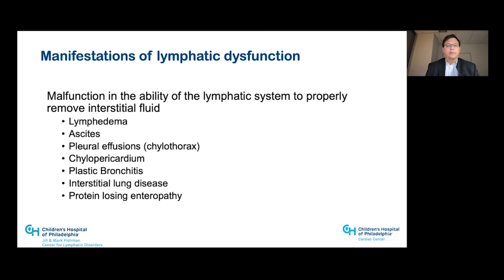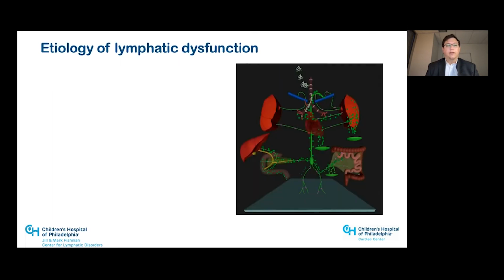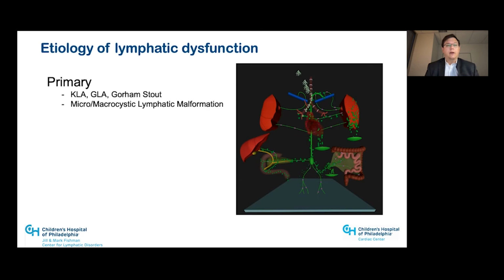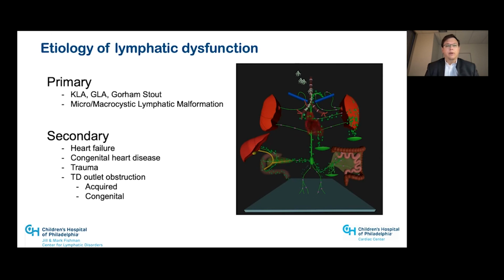The types of dysfunction that can cause these can be simply classified into two categories. There are primary etiologies, such as the ones we're talking about here today, like KLA, GLA, Gorham-Stout, and these complex lymphatic anomalies. And there are secondary causes that we're not going to focus on a lot today, but they are intimately related with the vascular system, and there are lots of secondary effects that we can see on the lymphatic system because of these other changes.